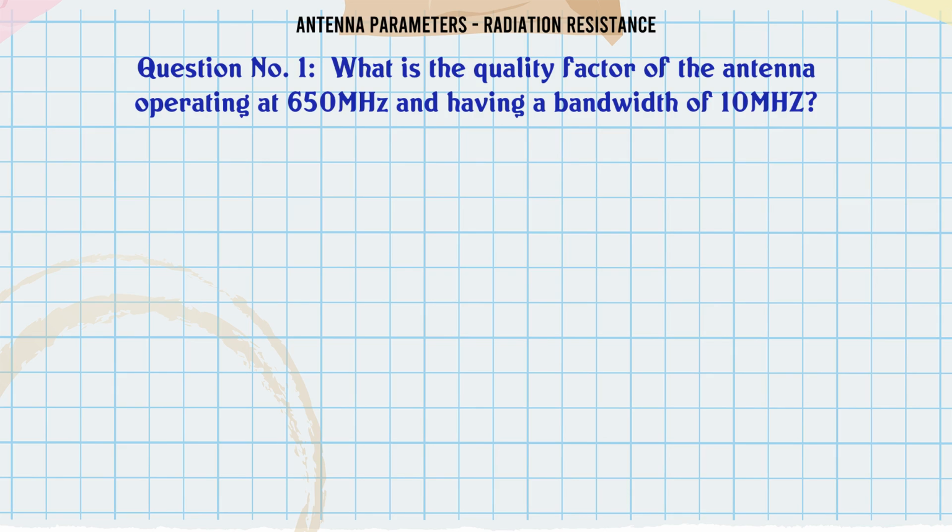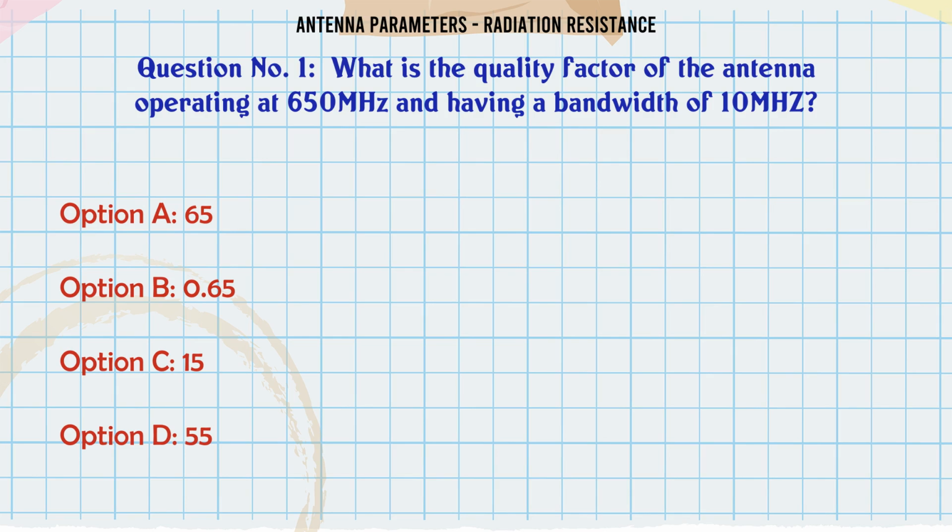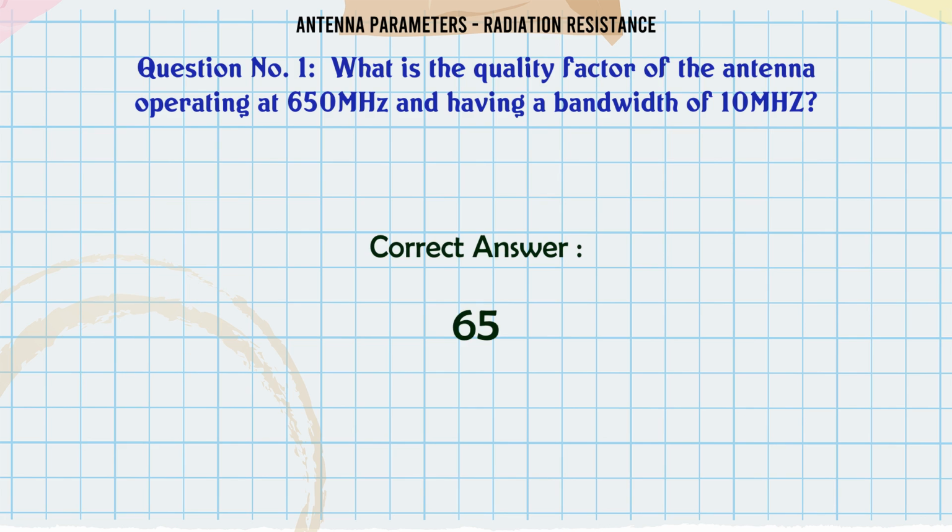What is the quality factor of the antenna operating at 650 MHz and having a bandwidth of 10 MHz? A. 65. B. 0.65. C. 15. D. 55. The correct answer is 65.